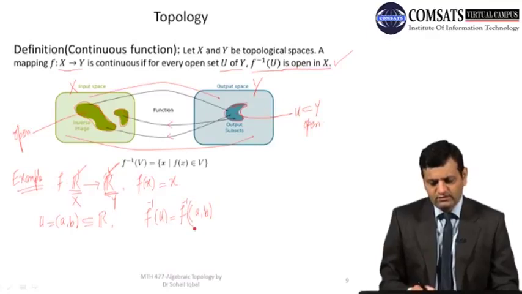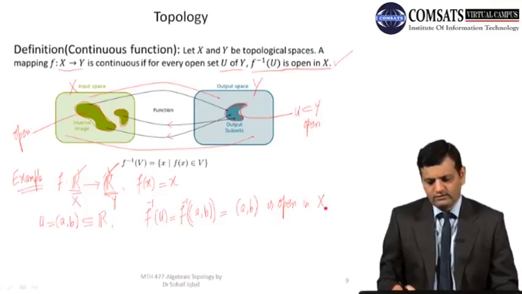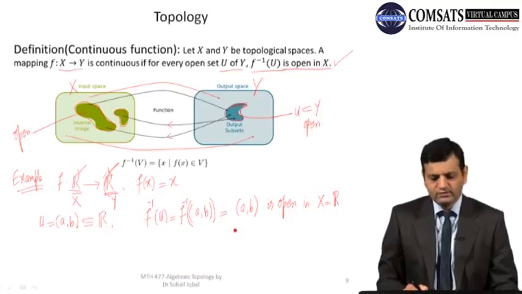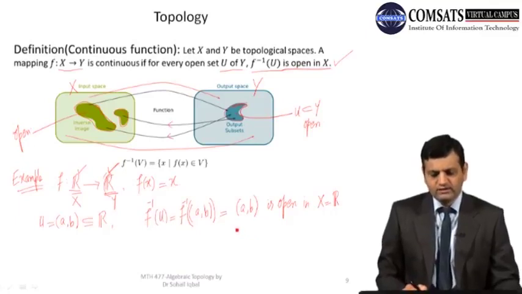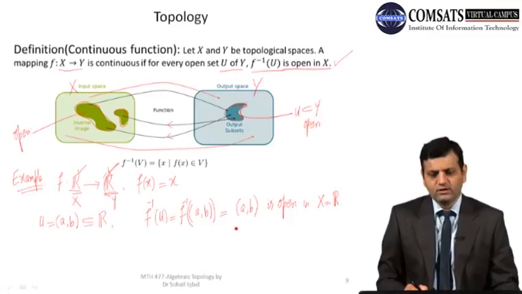is basically (a, b), which is open in X, which once again is equal to R in this case. So similarly, if I take the inverse image of any open set in Y, then it will be open in X. So we can say that F is continuous.